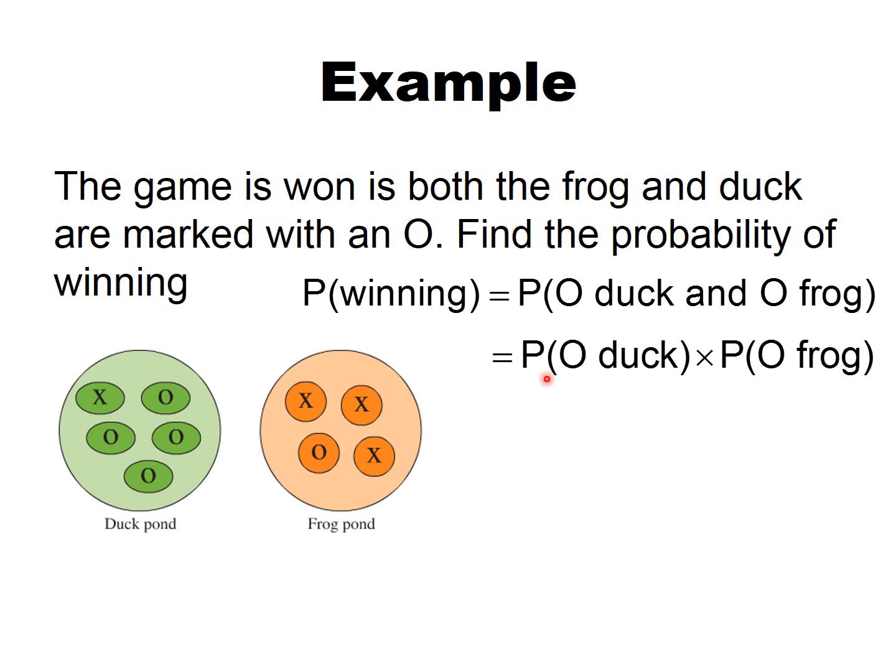Now I need to calculate these individual probabilities. The probability of getting an O duck is easy. I've got 5 ducks to choose from, 4 of them are O's. So this probability is 4/5. Likewise, out of the frogs, there's 4 frogs, one of them is marked with an O. And so that probability is 1/4. So we take 4/5 times 1/4. That multiplication is easy to do. It's 1/5, which as a decimal is 0.2. So we've got a 20% chance of winning this game.